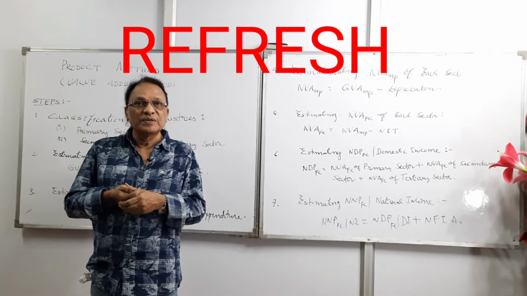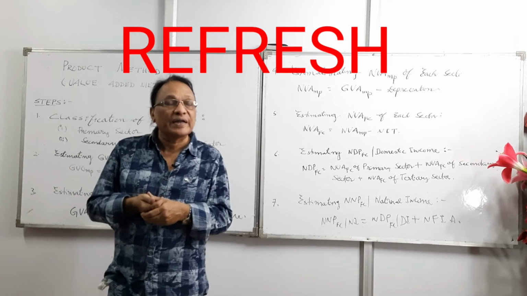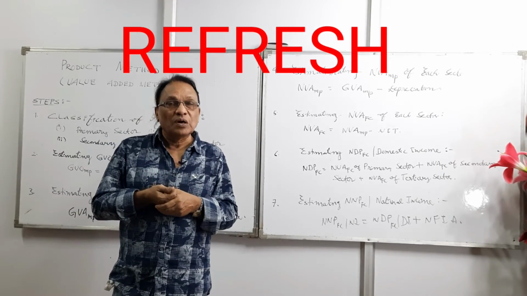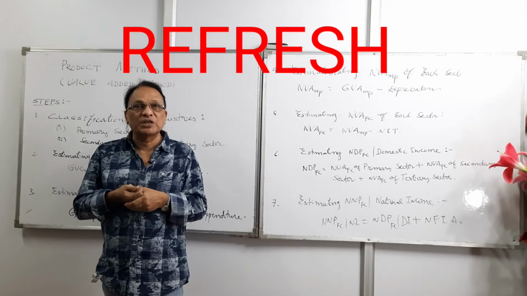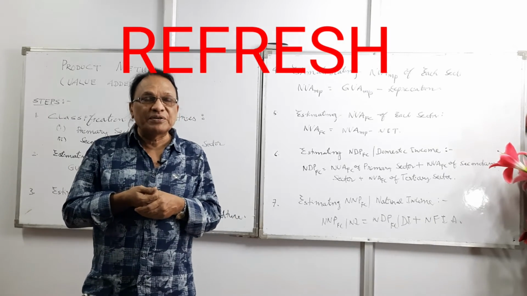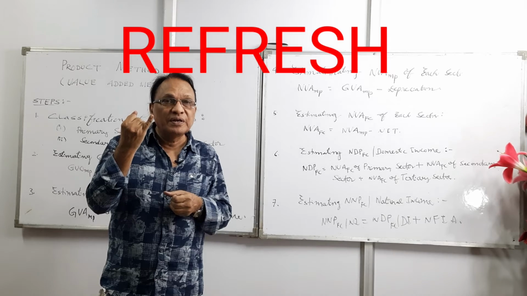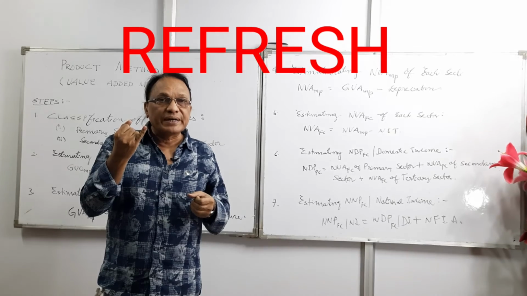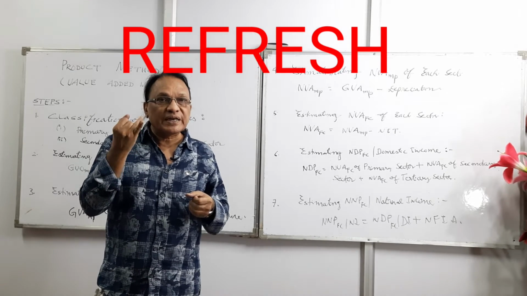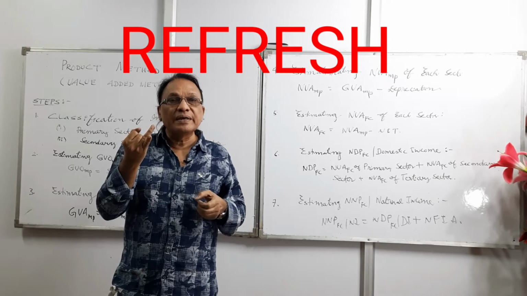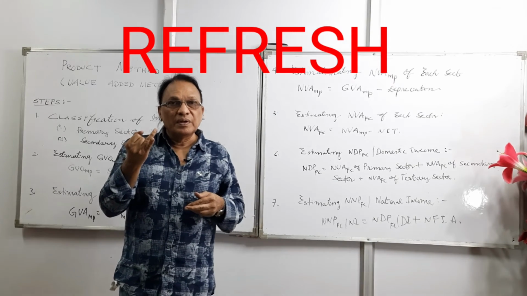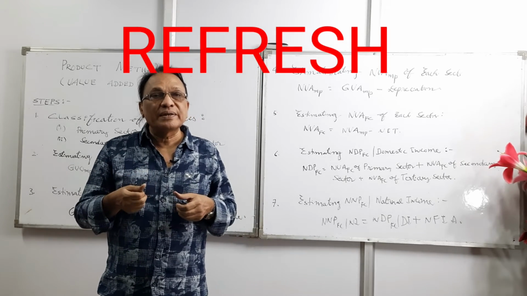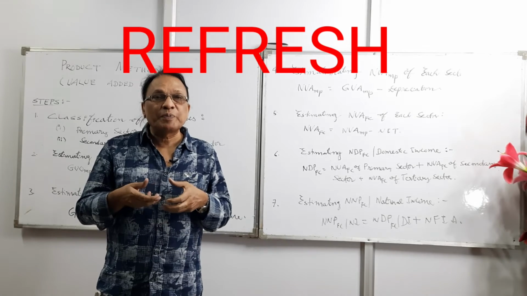Today we're going deep into national income accounting. Today we'll be discussing all the three methods of measurement of national income. Which are the three methods? One, product method. We call it also as value added method or net output method. The second one is income method or factor income method, and the third one is expenditure method.